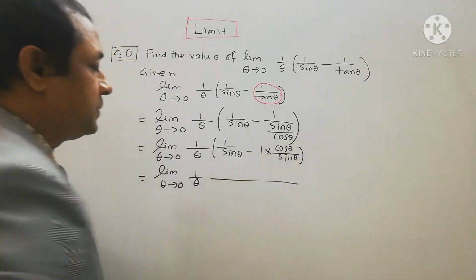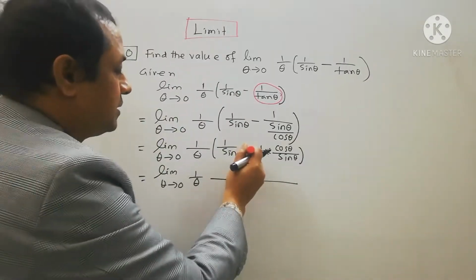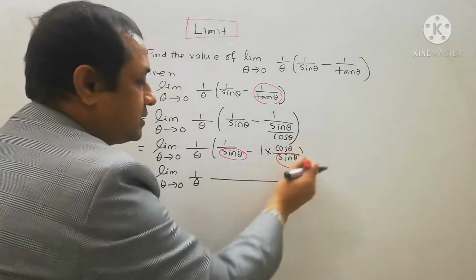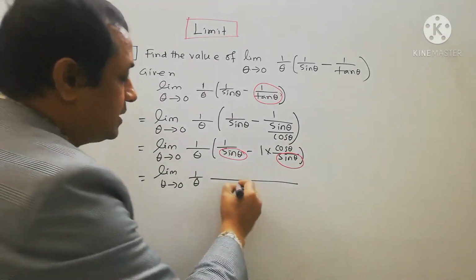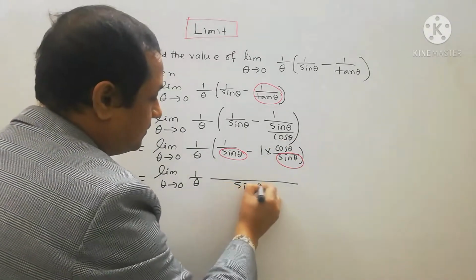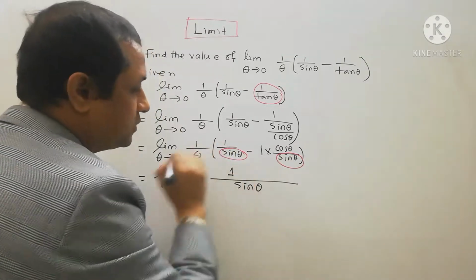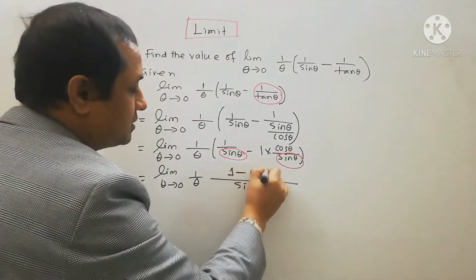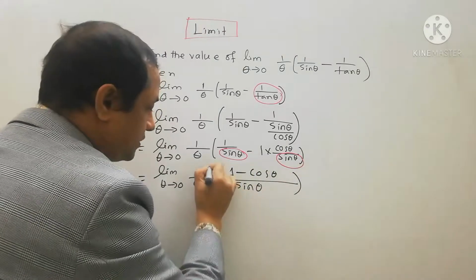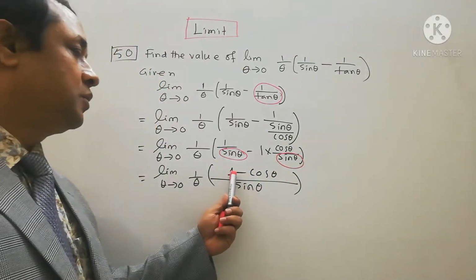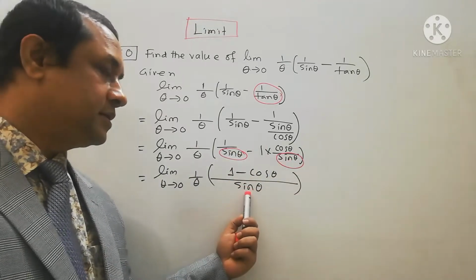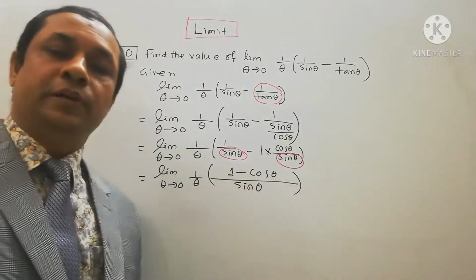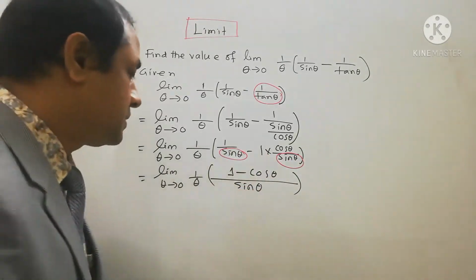Now LCM. Here the denominators are the same, so the LCM is sine theta. Now the numerator will be 1 minus cos theta. So here the LCM is sine theta and the numerator will be 1 minus cos theta.